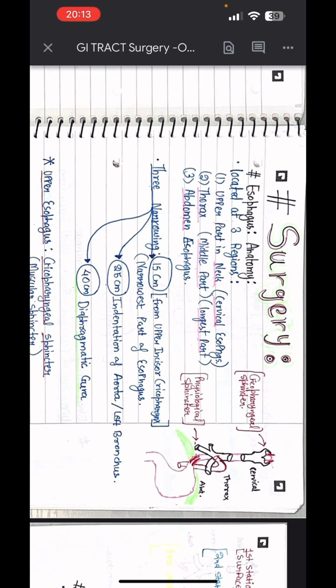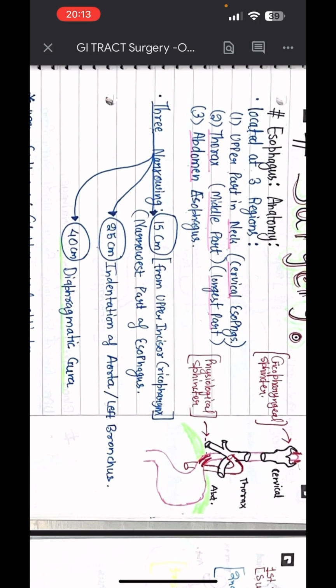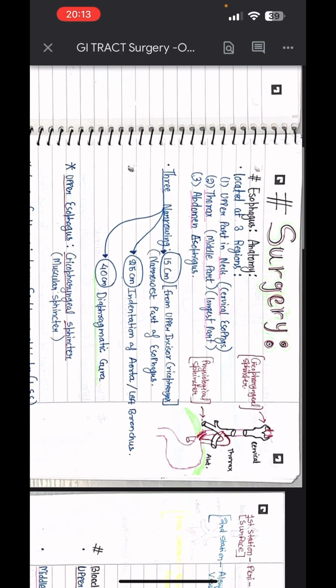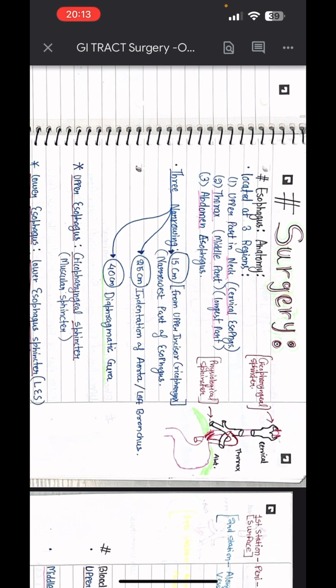So 40 centimeter, this is the diaphragmatic crura. Diaphragmatic crura, here you are going to find it. I'm going to explain you, don't worry. So I hope you will remember this rule: 15 plus 25 is equal to 40. So this is how you are going to remember it.